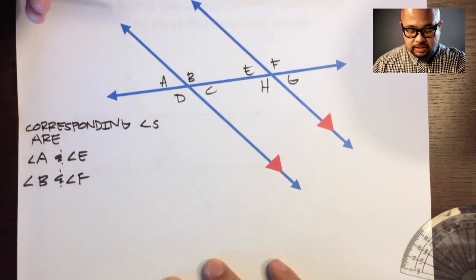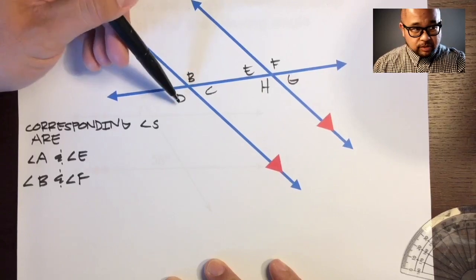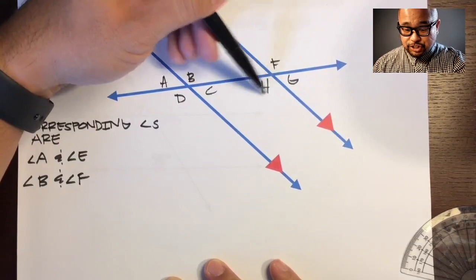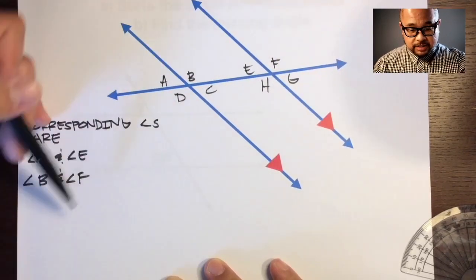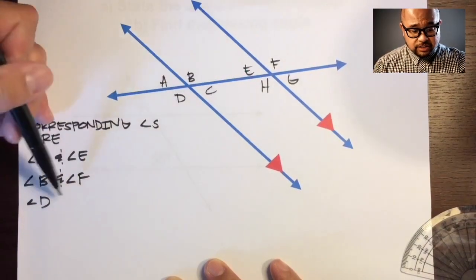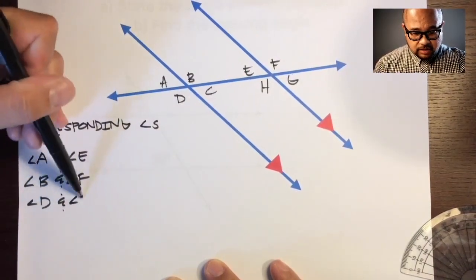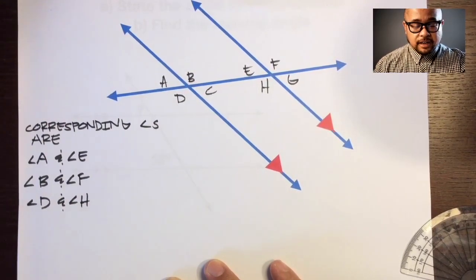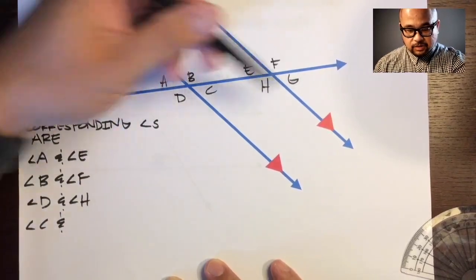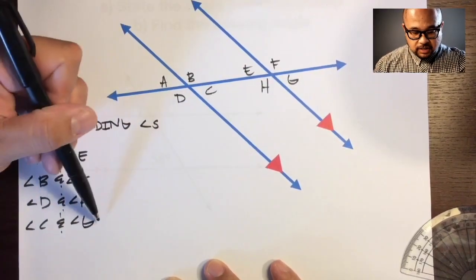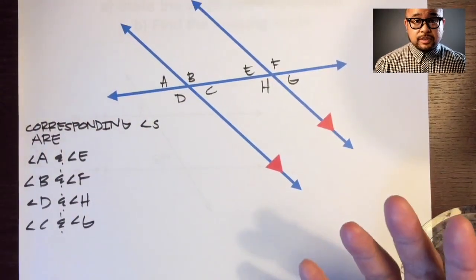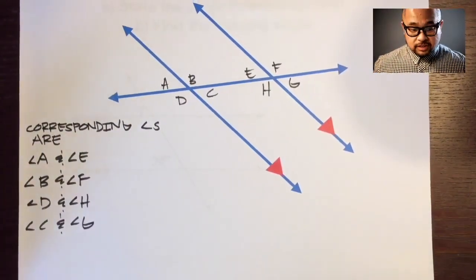Okay, what else is another pair of corresponding angles? Angle D is below the transversal and to the left of one of the parallel lines, and angle G is in the same position below and to the left. So let's write angle D and angle H, not G. And the last pair of corresponding angles are angle C and angle G. Okay, so let's see what's the deal with these pairs of angles, and maybe we'll see a pattern that will help us draw a conclusion.